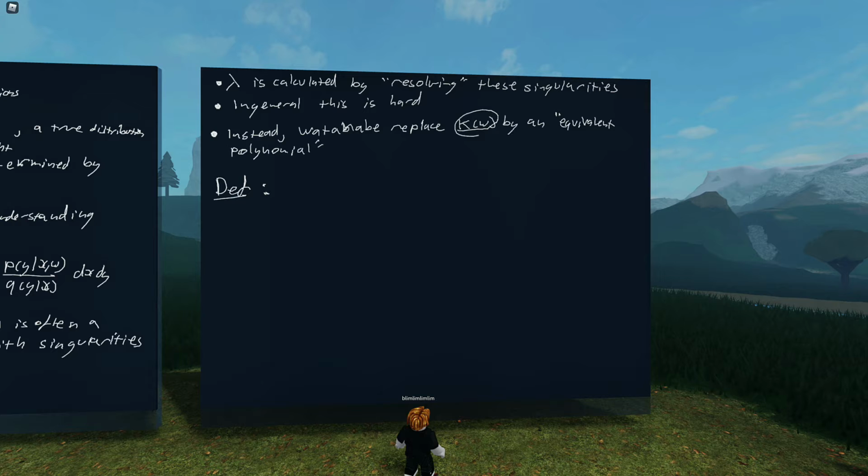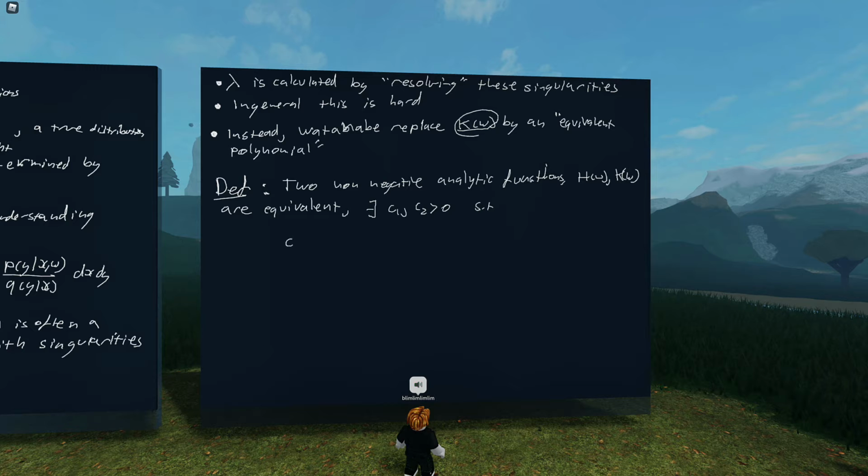So two non-negative analytic functions, I'll call them h of w and k of w. We call them equivalent if there's two positive constants, c1 and c2, such that you have the two following inequalities. So c1 times h is always less than or equal to k, which is always less than or equal to c2 times h.